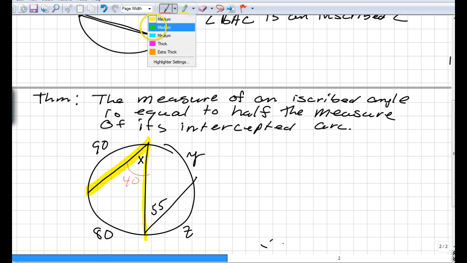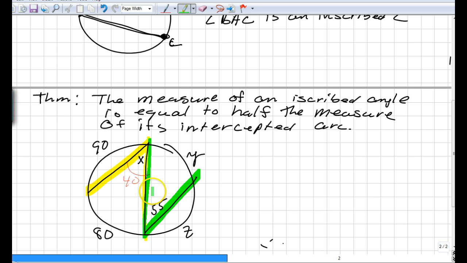And then we have this angle formed by those two chords, and its measure is 55 degrees. So that means its intercepted arc has to be twice that, or 110 degrees, okay? Then, if this is 110 and this is 90, so that's 200, and this is another 80, so that's 280. So that means this arc Z has to be 80 degrees, okay? So that's how we would use that theorem.